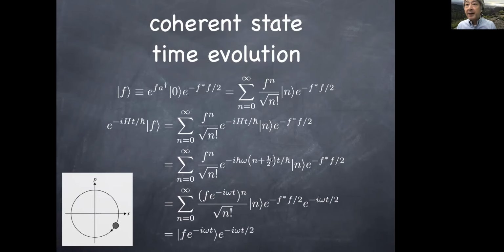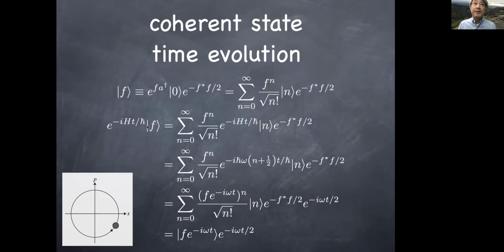There's a remaining T dependence that corresponds to zero point energy, which is an overall factor common to every state. So in some sense, it doesn't matter. I could have dropped the zero point energy from the beginning of the discussion on this slide. It really doesn't matter whenever you take the absolute square of the whole thing. So ignoring this e to the minus i omega t over two, the only change that has happened is that the eigenvalue complex number f goes to f times e to the minus i omega t.